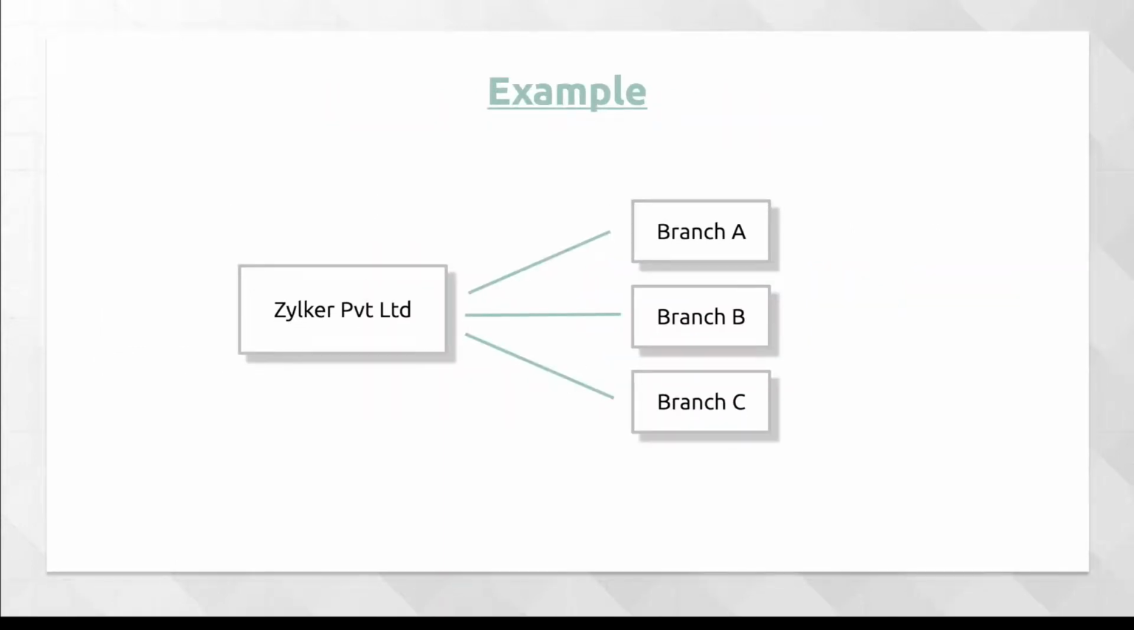So now, for today's demo, we'll be having an example of a small company that sells computer accessories. So the name of the company is Zilker Private Limited and it has 3 branches, namely branch A, branch B and branch C. So in this webinar, we'll be trying to create a sales report for this company for the year 2017. So let's get started.